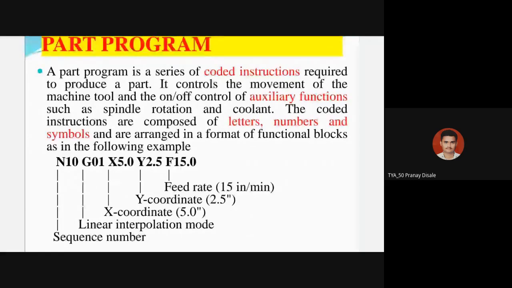Now, F15 means 15 inch per minute, whatever the feed rate; they have taken it as an example. Part programming is a series of coded instructions required to produce a part. It controls the movement of the machine tool and the on-off control of auxiliary functions such as spindle rotation and coolant: coolant off, spindle start. We need such statements for the part program. The coded instructions are composed of letters, numbers, and symbols and are arranged in the format of functional blocks, as in the following example.